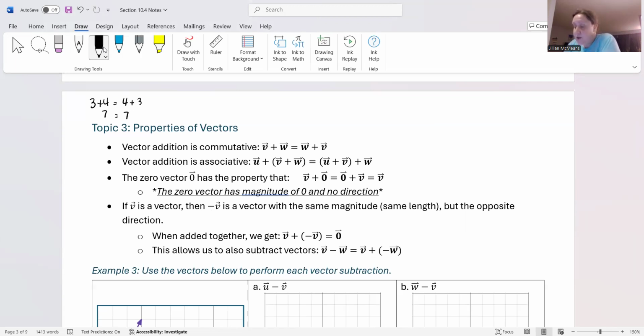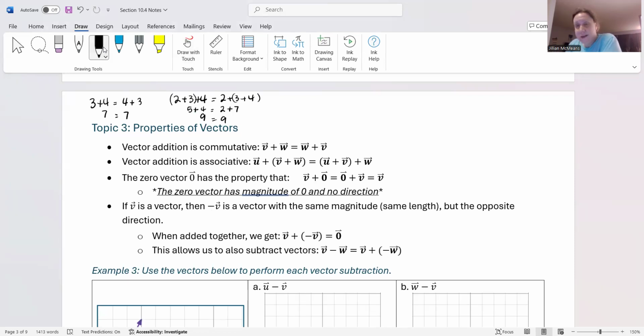Now vector addition is also what we call associative. So imagine you have more than two, so you have 3 vectors. Let's remind ourselves of what associative means. We have 2 plus 3 plus 4. The associative property is all about how you group numbers. We could group the 2 and the 3, that would give us 5, and then add the 4, which gives us 9. Or we could group the 3 and the 4, which gives us 7, and then add the 7 to the 2, and we get 9. It doesn't matter how you group your numbers, you're going to get the same result.